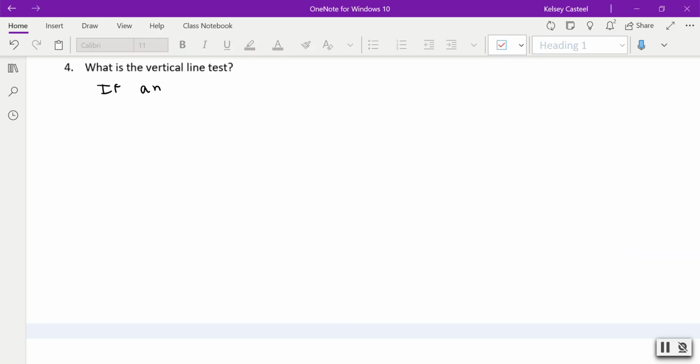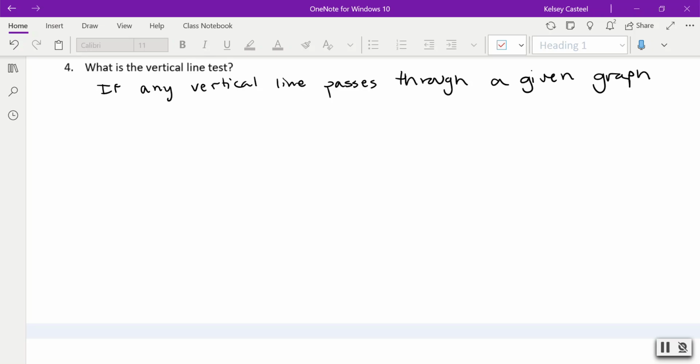If any vertical line passes through a given graph at most once, then the graph represents a function.